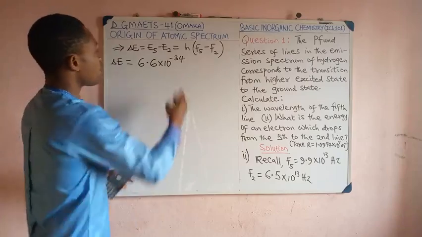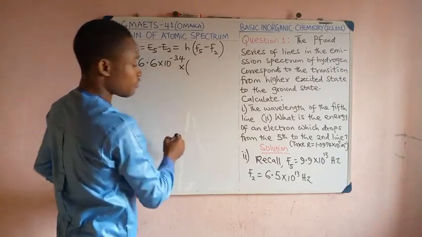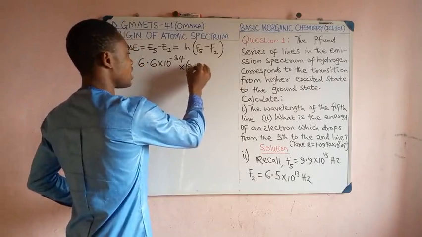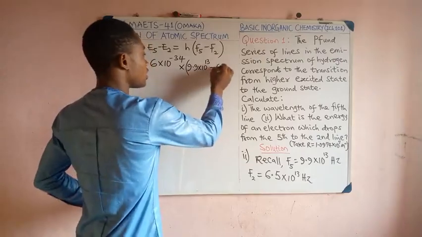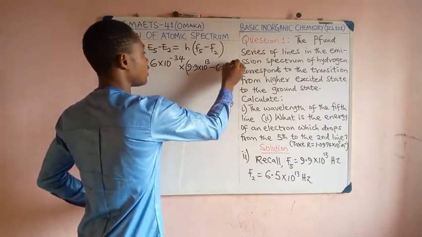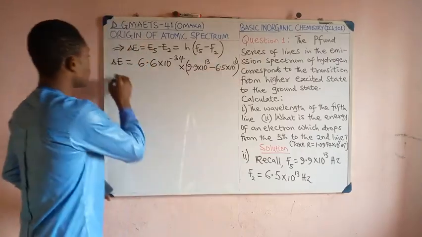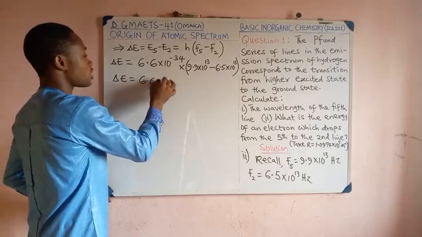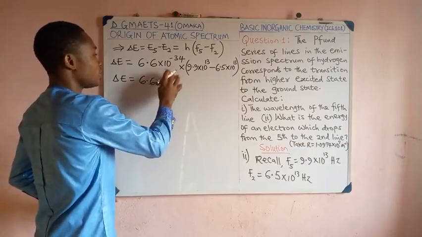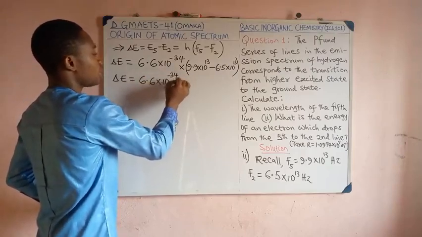Let us now multiply this by the frequency change. F5 is 9.9 times 10 raised to the power 13, then minus F2, which is 6.5 times 10 raised to the power 13 hertz. So we're going to include that in brackets and see what we're going to solve here. This will give us 6.6 times 10 raised to the power minus 34, then multiply by.